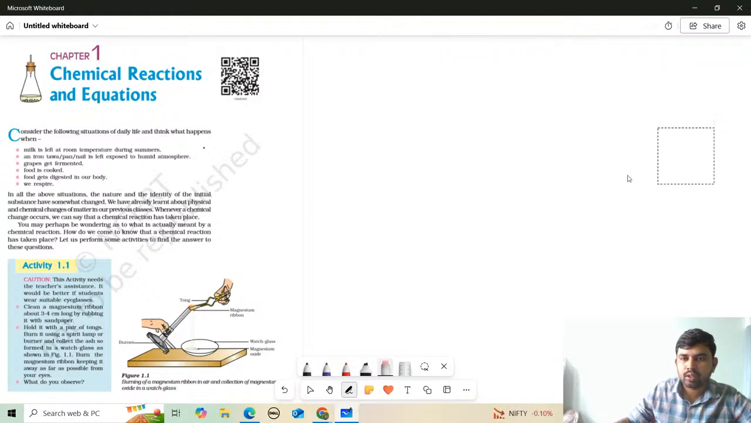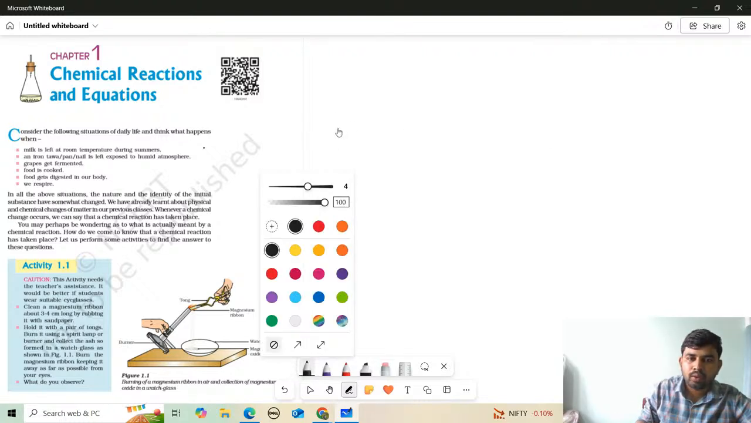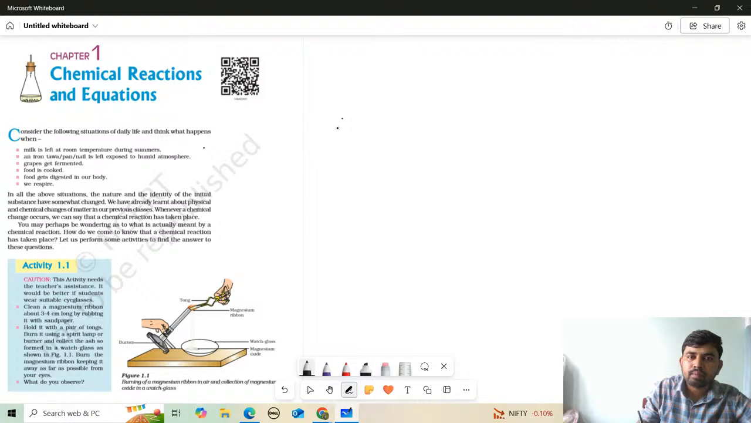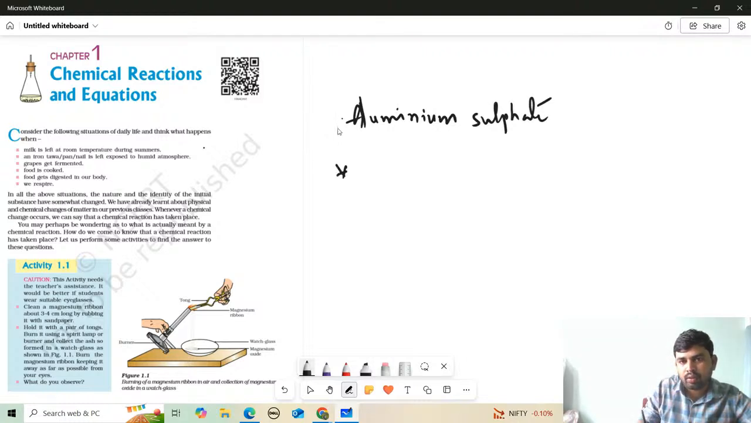Suppose, as in the last video where we discussed these things, I want to write the formula for aluminium sulfate. Then I should use the symbol of aluminum, which is Al, and sulfate will be written as SO4 with charge -2. The valency of aluminum, as the table gives, is 3. Here we have 2, so I will take 2 as the valency.